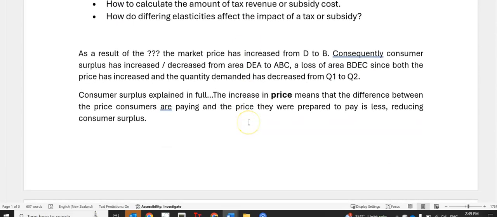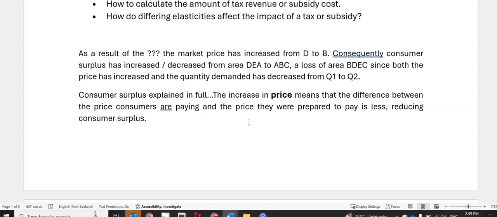So as a result, what's happened to the market price? For example, you've got a graph, it's gone from D to B. The D to B is just whatever's on the graph that you've been given. Consequently, what's happened to consumer surplus? Has it got bigger or smaller? So in this example, it's gone from DEA to ABC, and it's decreased because of the tax.